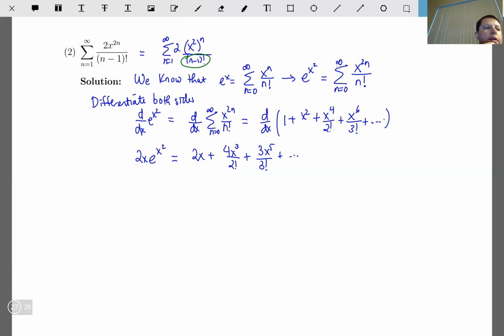Okay, now what? Did I get that right? Yeah, so far that looks right. Okay. Now, what I'm going to do next is a little bit of algebra, right? Because you'll notice that I have odd powers here, but even powers in my series. But let's see what happens if I just divide through by x.